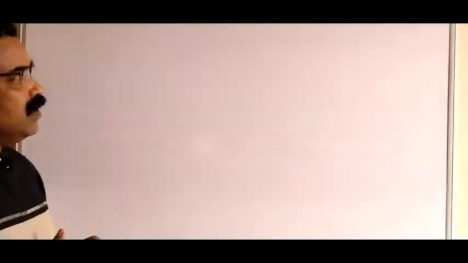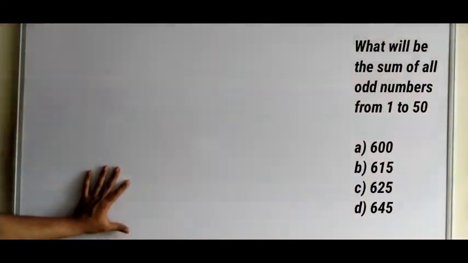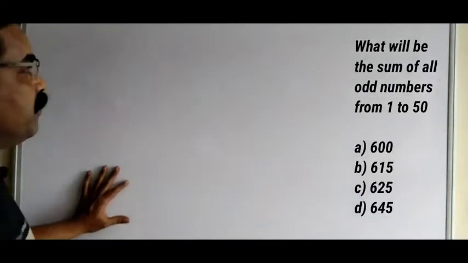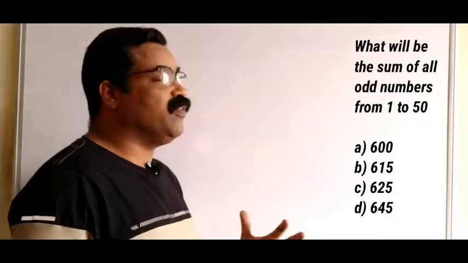Okay, so let us go and solve some of the previously asked questions from the topic number system. So here is your first question. The question is, what will be the sum of all odd numbers from 1 to 50?